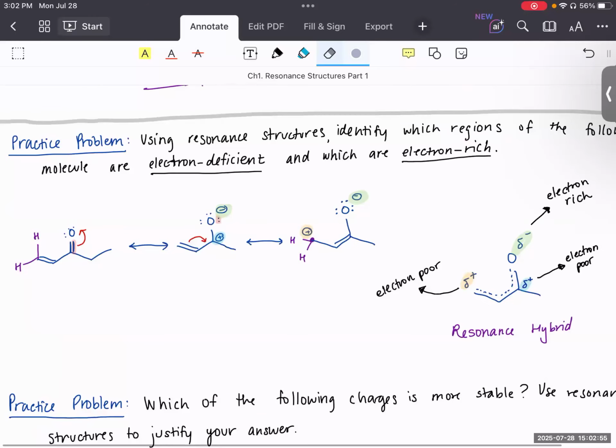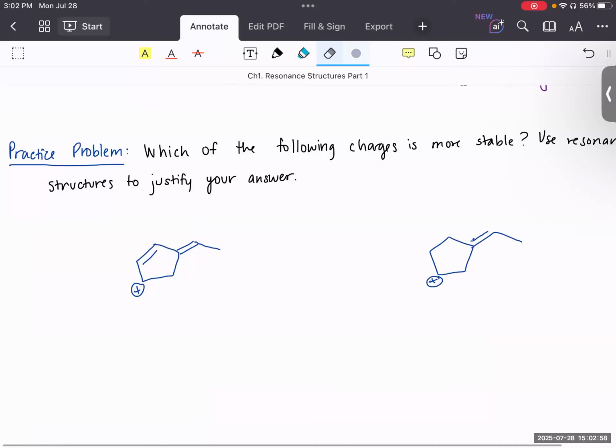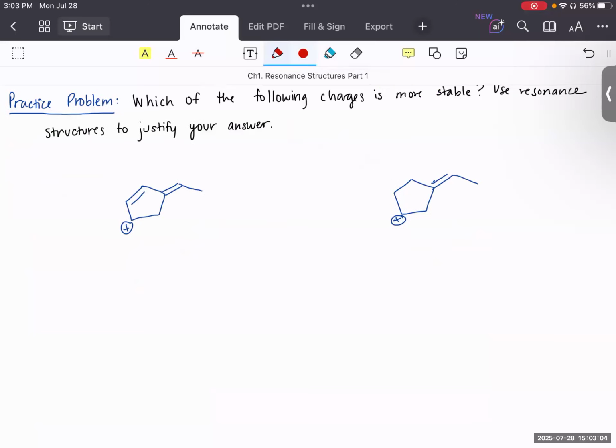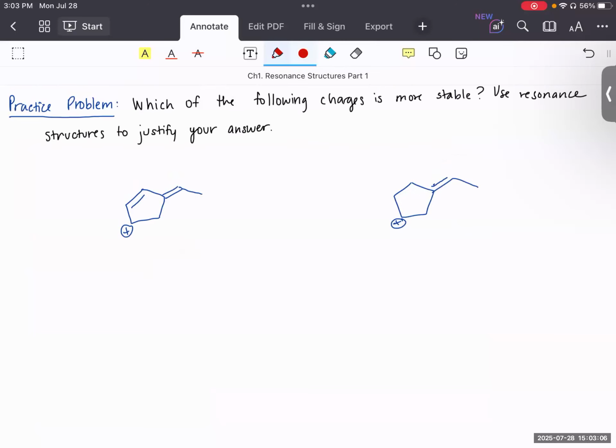All right, let's do this next one. So this one is, which of the following charges is more stable? And then use resonance structures to justify your answer. And so we can take a look at the differences in the structures here. And so what we can see is that this left one can engage in resonance. This double bond is close enough to this positive charge where we could draw this structure here.